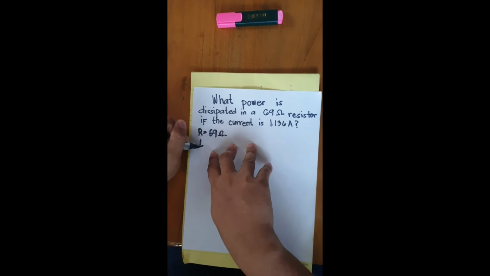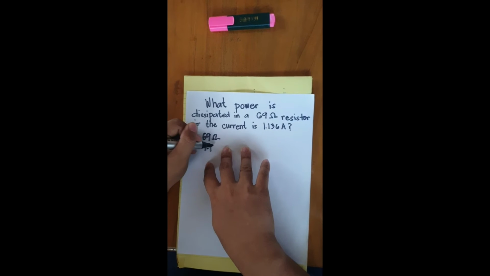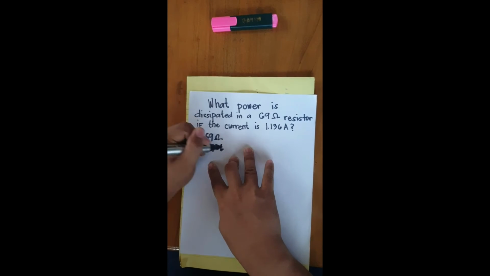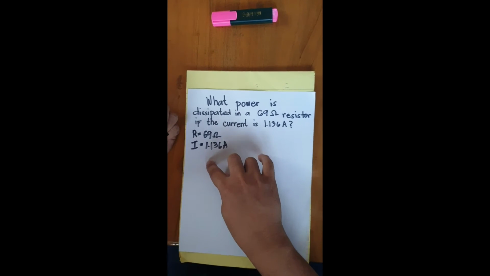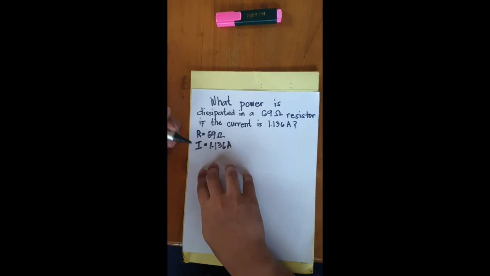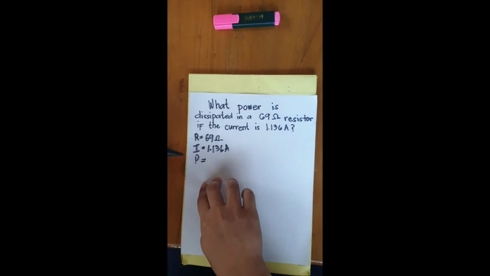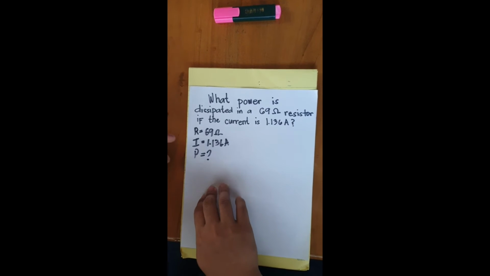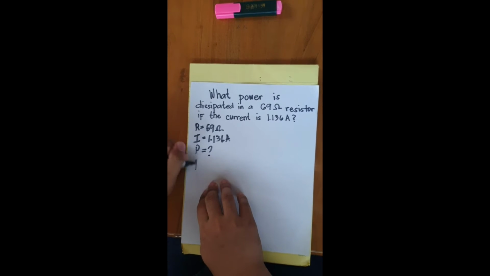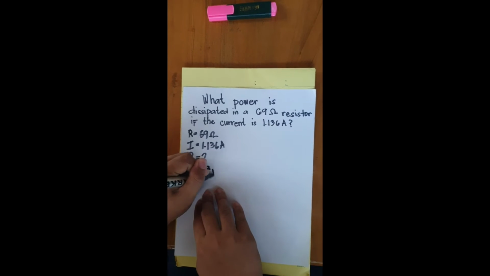and I, or the current, equals 1.136 ampere. As in the question, we are looking for the power, so we are going to solve for P. The equation that we're going to use is P equals I squared times R.